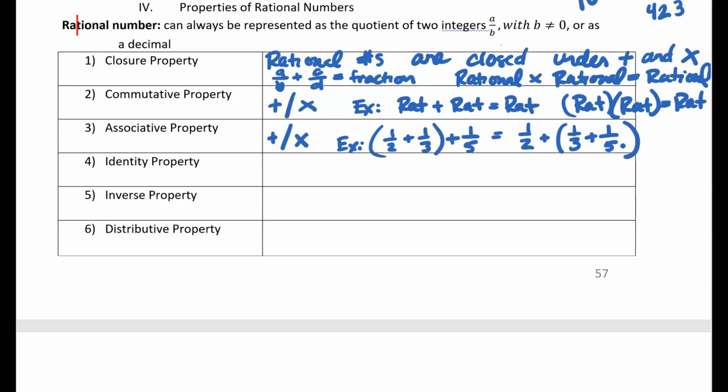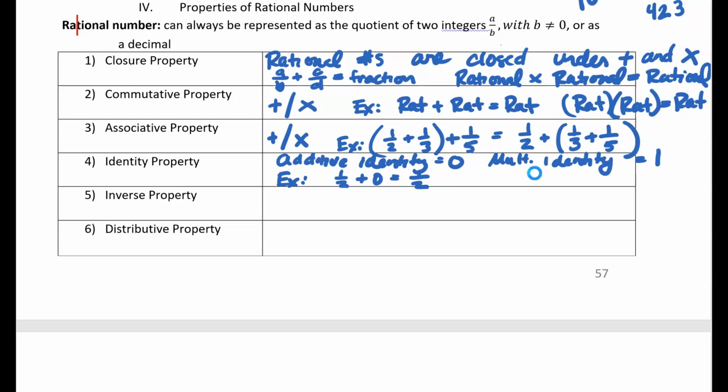And then with identity, it's basically the same as what we talked about before. So the additive identity is 0, which means, for example, if you take a rational number like 1/2 and you add 0 to it, the number stays the same. You get 1/2. The multiplicative identity is 1 because you can multiply, let's say, our fraction 1/2 times 1, and it ends up staying the same. So you can multiply any rational number by 1 and you end up getting the same number.